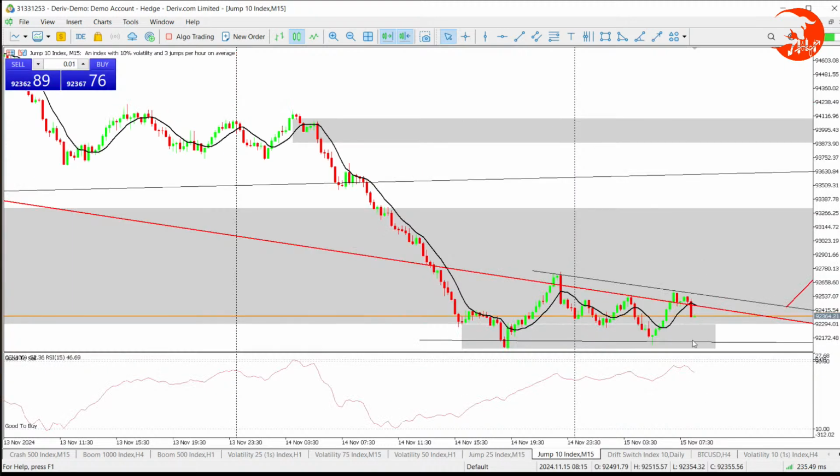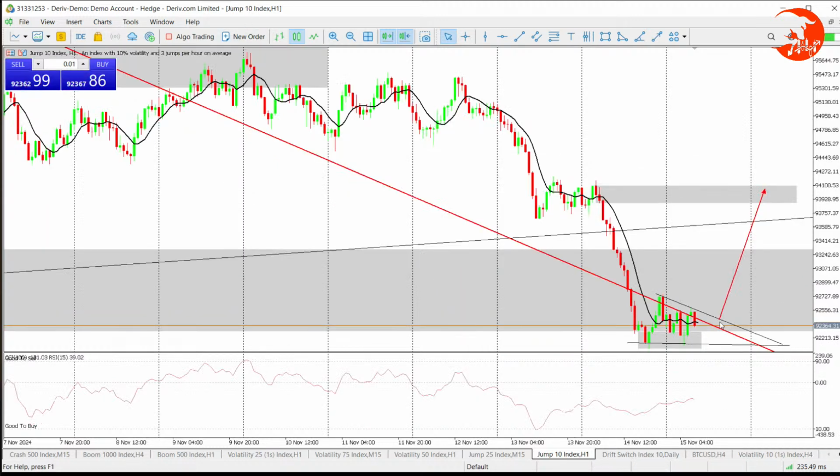Now it has confirmed this. Like I told you, you can sell it within here or buy it within this very pennant, but now it has confirmed that it's a pennant. So we will be waiting for this kind of move to come through. No, wait a minute. Not a pennant. This is a descending triangle.